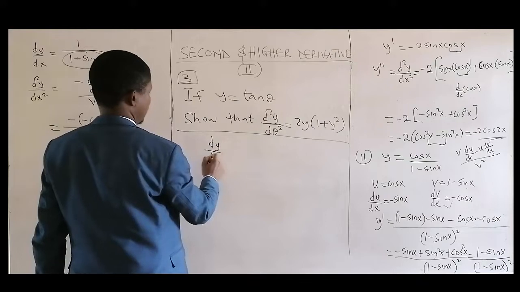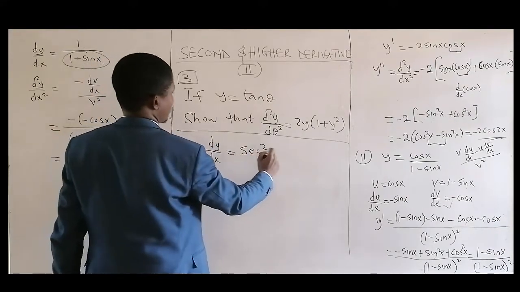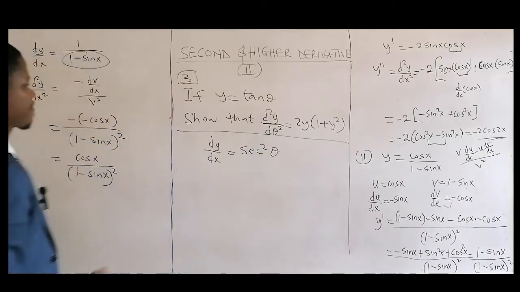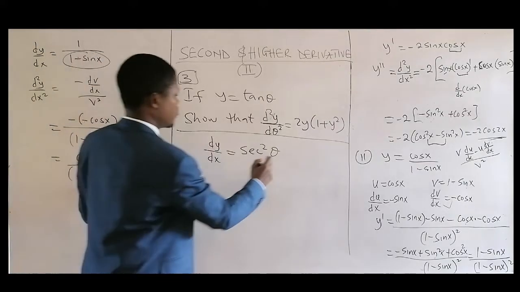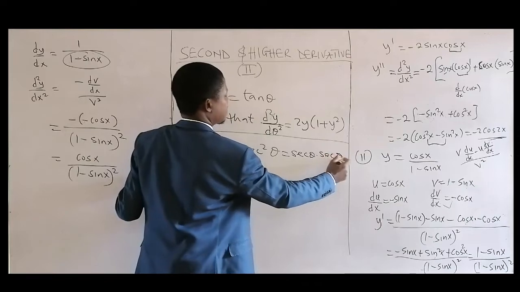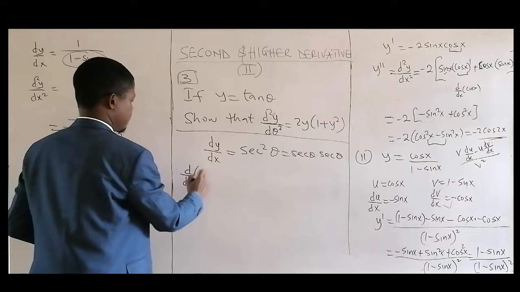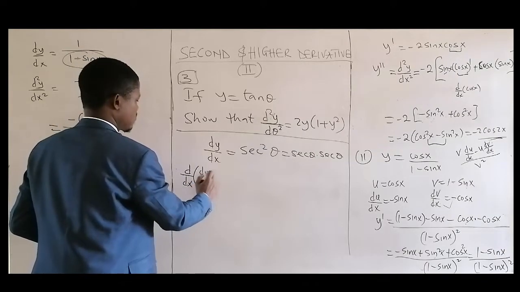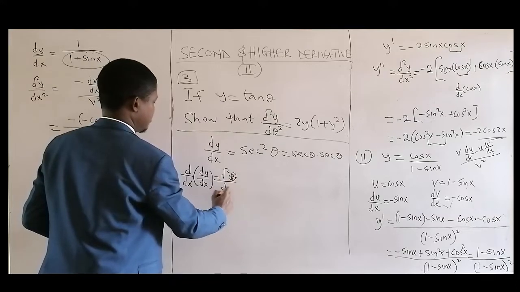Can we get the dy dx? The dy dx, if you differentiate tan theta, you have what? Sec squared theta. Okay, so that's what we have there. Okay, can we do the second differential? This one means sec theta times sec theta. So let's do the second differential. d dx of the first differential, which is what?